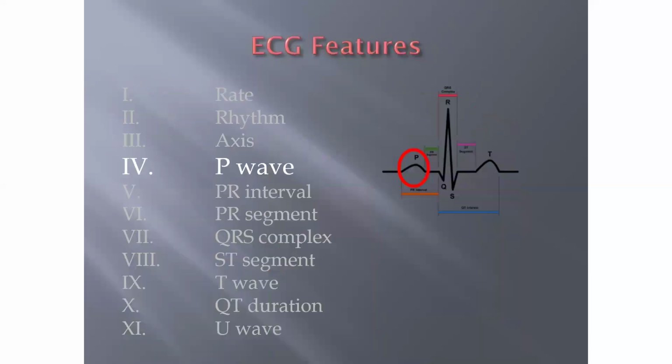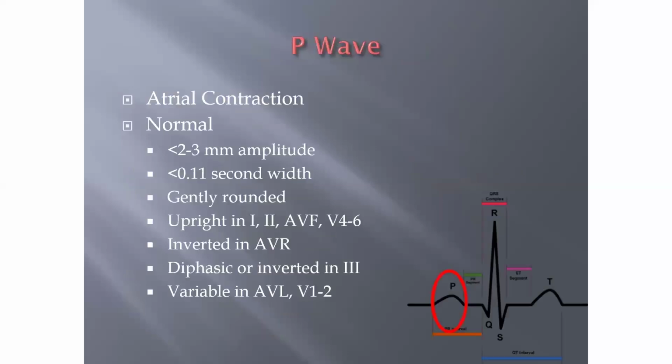So we have looked at the rate, the rhythm, the axis, and how you get to the axis. Now let's look at the other feature, the P wave. How does a normal P wave appear? A normal P wave should be less than 2 to 3 millimeters in amplitude, 0.11 seconds in width, gently rounded, and upright in lead 1, 2, AVF, then V4 to V6. It should be inverted in AVR, could be diphasic or inverted in lead 3, and variable in lead AVL, V1 and V2.